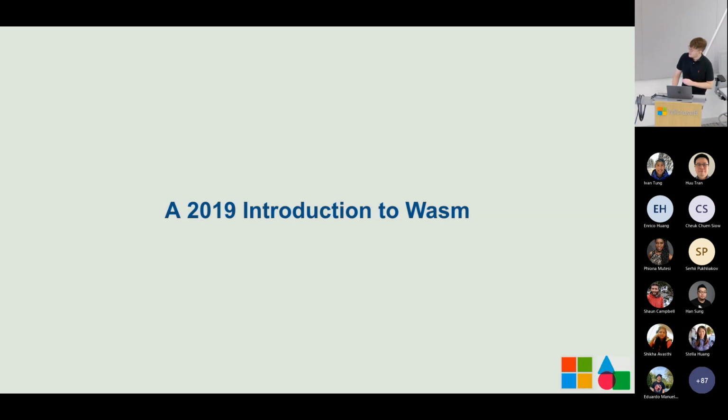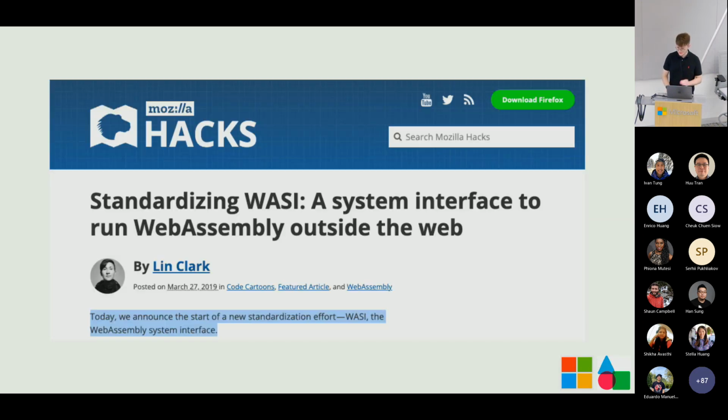So 2019 is special, and I separated this talk in little sort of time travel pieces because in 2019, this announcement came out. This announcement was from Mozilla, and they said, today we announce the start of a new standardization effort, WASI, the WebAssembly System Interface. And the title said, Standardizing WASI, a system interface to run WebAssembly outside of the web. So now WebAssembly was so successful that people wanted to take it outside of what it was designed to do, to be in the web. Now they wanted to run it sort of everywhere.